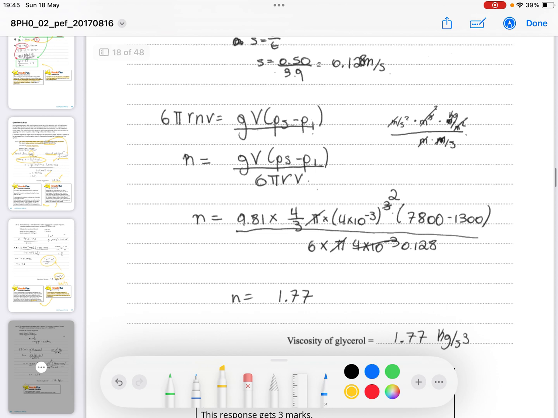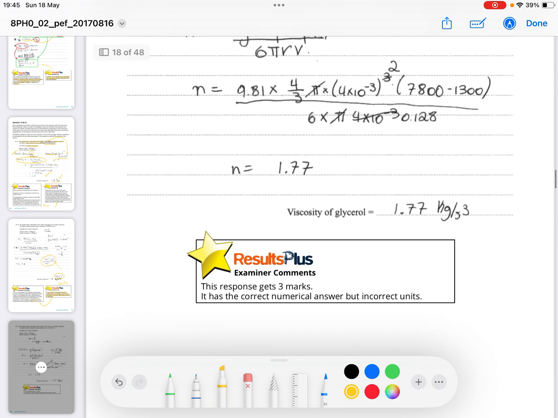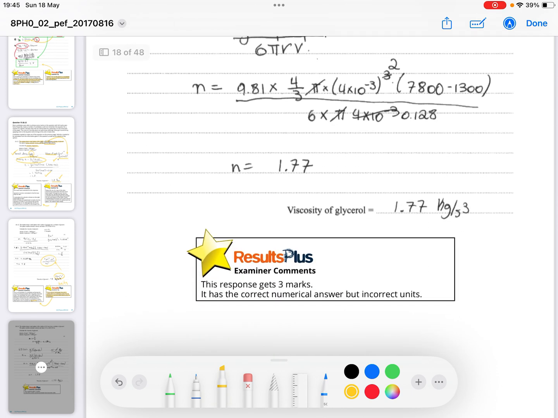And this is another answer. Again, looks like he gets 3 marks, incorrect units. So you do need to know your units, or you need to know how to derive them.